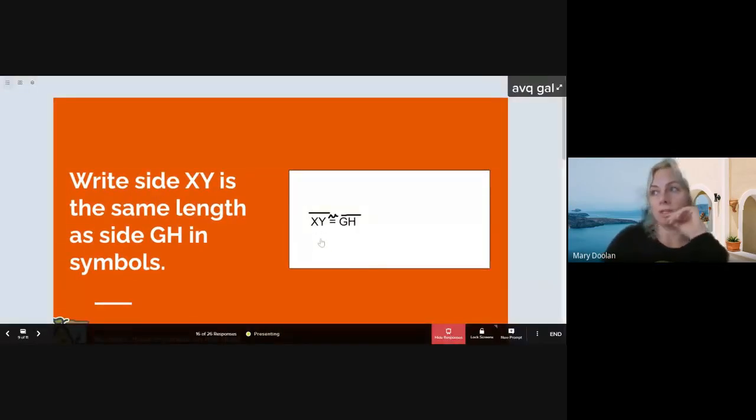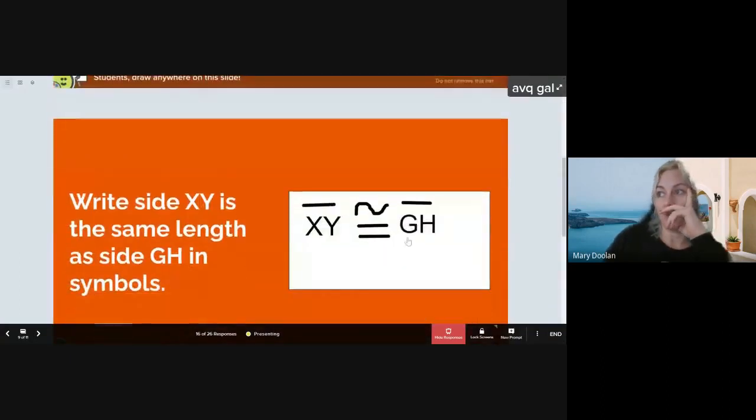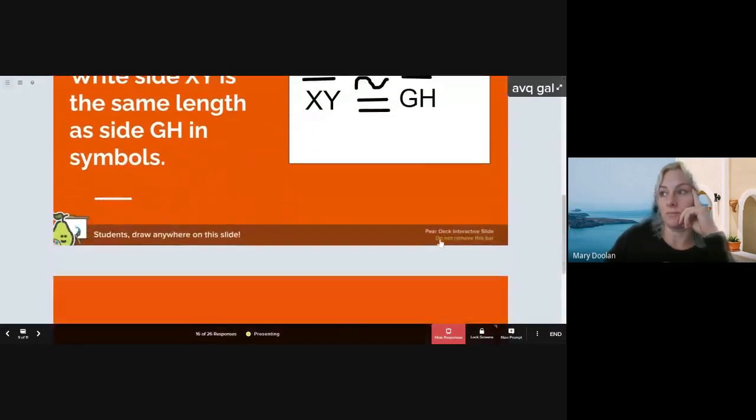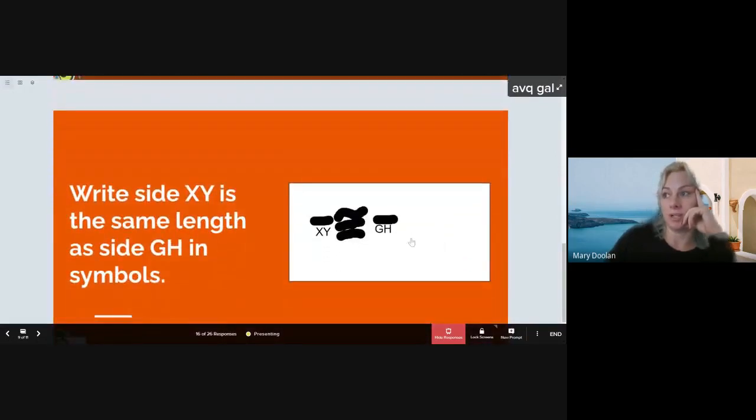And here's somebody who did it correctly. Side length XY, so they have the bar on top, is congruent to, that's a little squiggle with the equal sign, and then side GH, with the line on top. Here's another person that did it correctly, a little bit larger. There's another person that did it correctly.